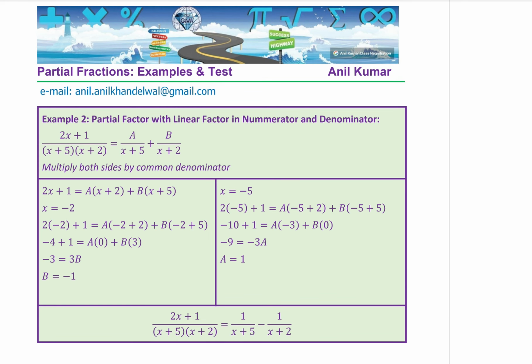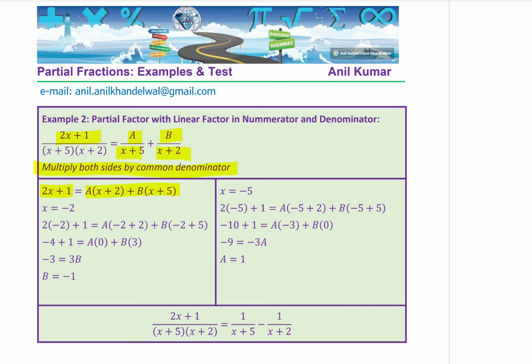Now in this particular example, in the numerator, we have a linear term, not a constant as we had last time. So this time we have a linear term. We'll follow the same method. That is to say, we'll multiply both sides by the common denominator. So on the left side, we have a linear term, 2x plus 1 in this particular case. On the right side, a times x plus 2 plus b times x plus 5. Correct? We have this term.